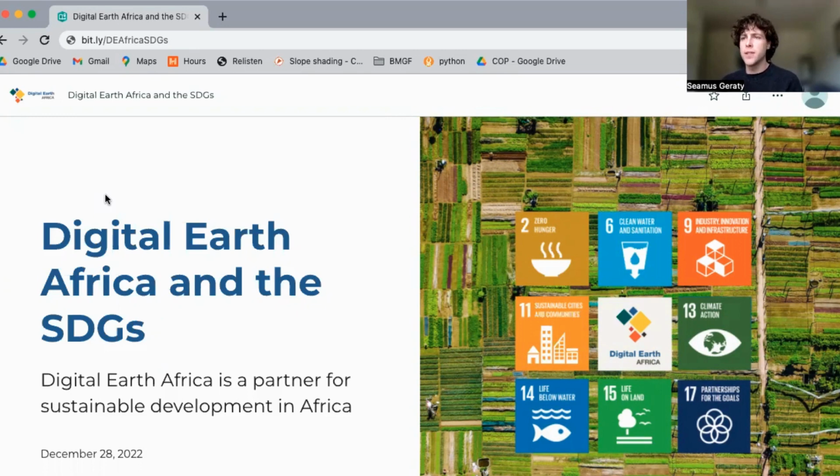Earth Africa and the Sustainable Development Goals, which also are referred to as the SDGs. I'm going to walk us through this Esri story map that you can see up on the screen, which demonstrates a lot of Digital Earth Africa's tools and services in respects to how they support and enable sustainable development in Africa and progress on the UN's SDGs.